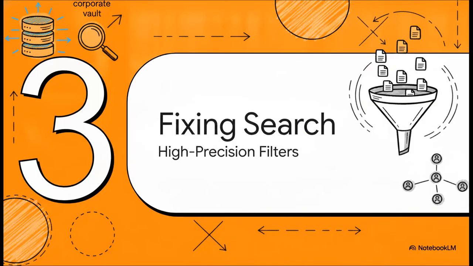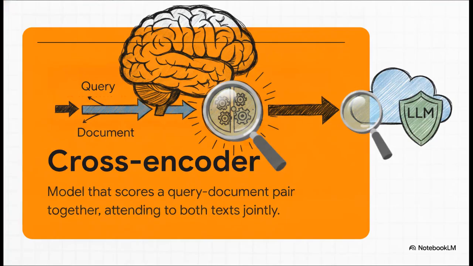Okay, on to part three, fixing search with re-rankers. Now, what's really interesting about this is, well, you have your generator, but how does it reliably find the right data in your corporate vault? You absolutely need a high-precision retrieval filter. So let's get our terms straight so we're on the same page.